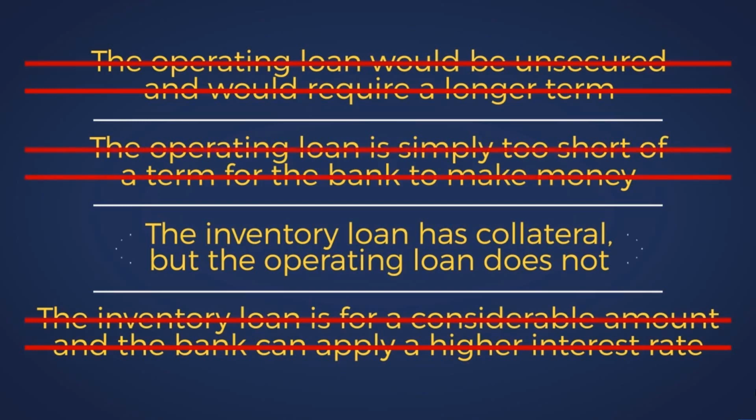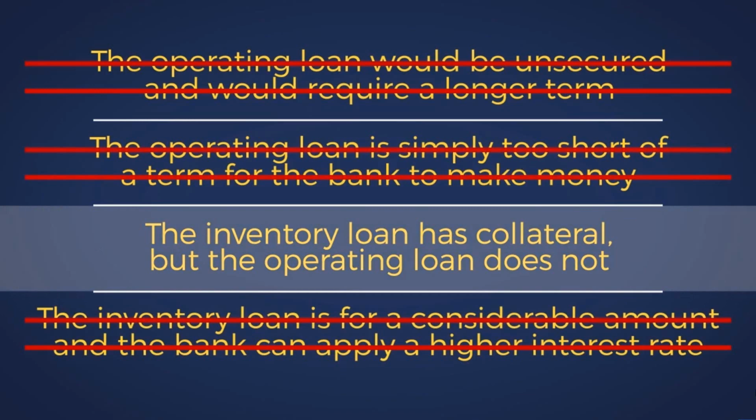Therefore, the best answer is that the inventory loan would have collateral, the new ATVs and OHVs purchased for inventory, while the operating loan would not.